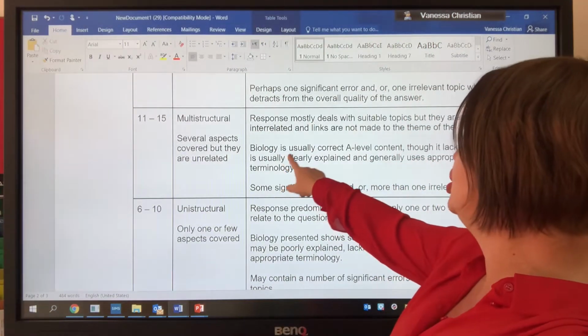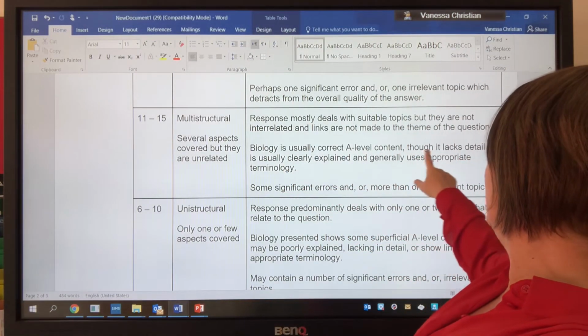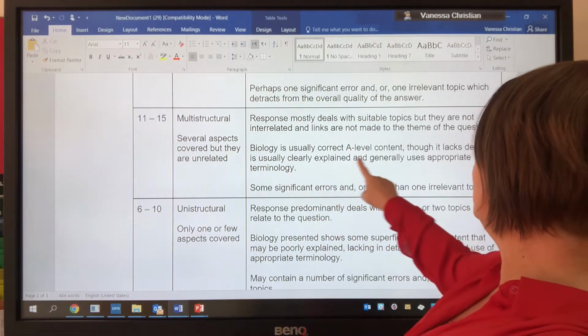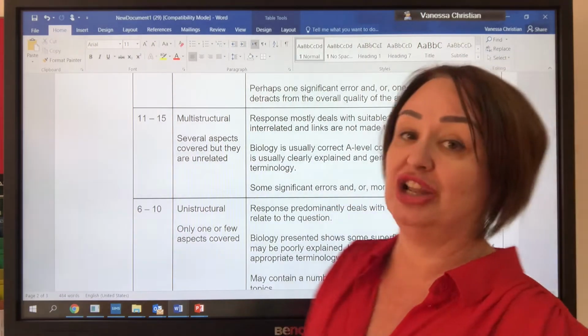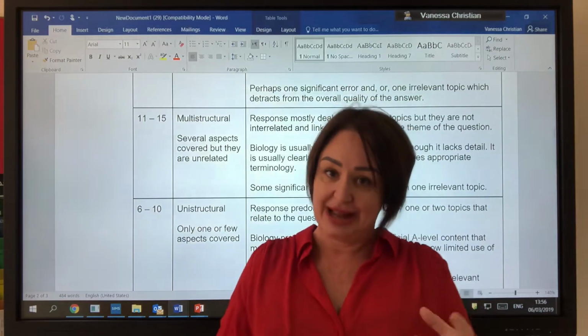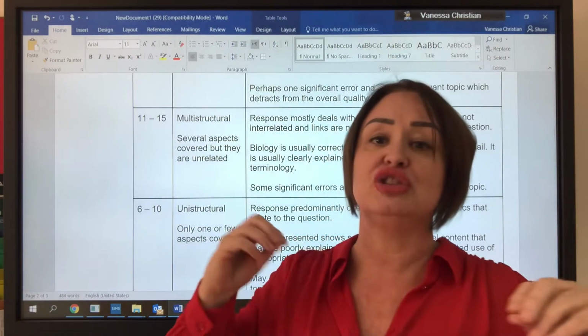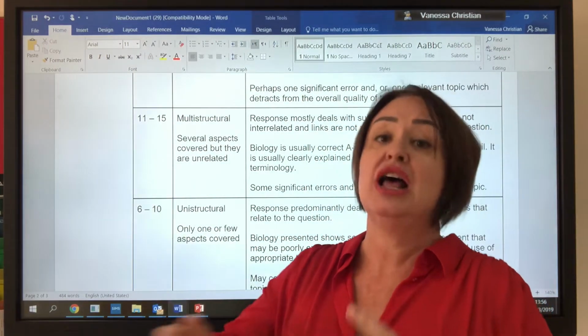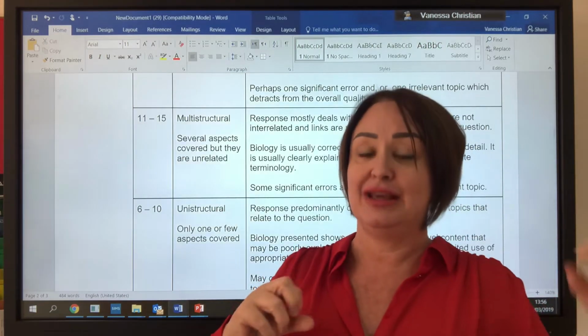And biology is usually correct A-level content, though it lacks detail. It is usually clearly explained and generally uses appropriate terminology. Yes, you do need to go into a level of detail, but again, not just big, long, descriptive processes. You need to be explaining the importance of them.